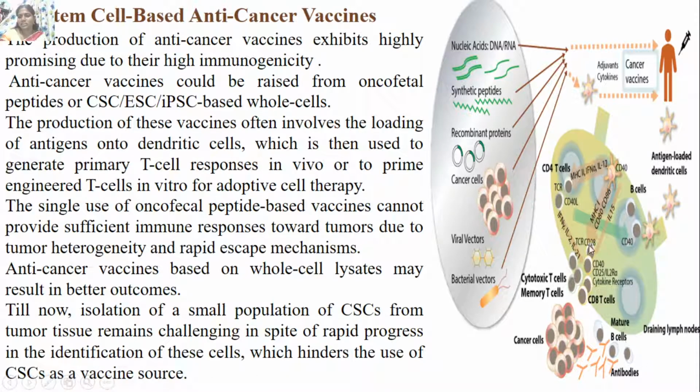So here schematically I have shown you the usage of cancerous stem cells, where the antigen is loaded to the dendritic cells, and the dendritic cells can be used to generate this T cell response, which in turn, with the cytokines that are produced because of these engineered dendritic cells, can be used for the treatment of cancer. The vaccine can be based on nucleic acid, synthetic peptides, recombinant proteins, viral vectors and bacterial vectors.